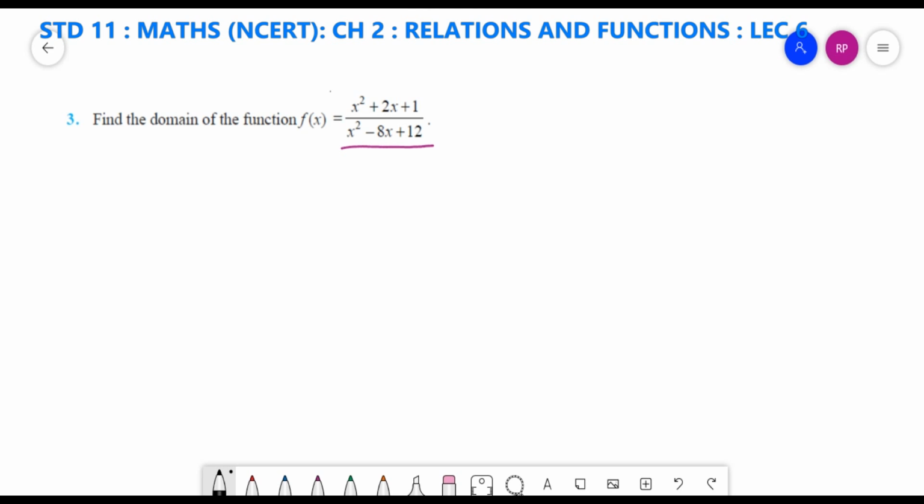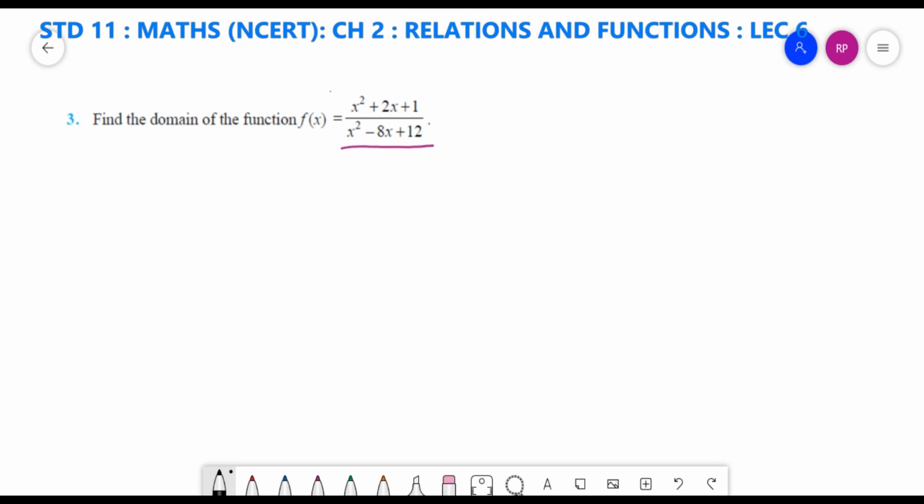Domain means which value of x you can take. Now you can take any value of x such that this function is defined, right? So this function should not be undefined. So you have to just find out for which value of x this function will be undefined, and that value of x you will not be able to take.